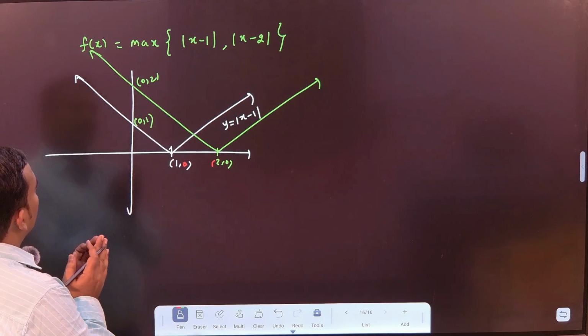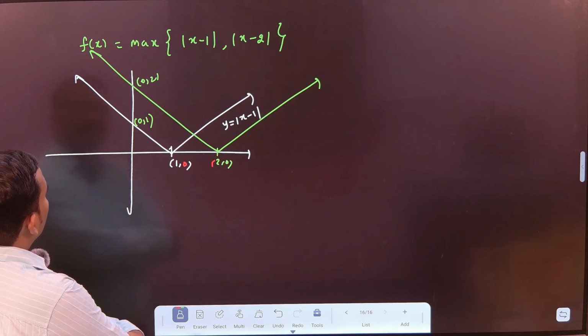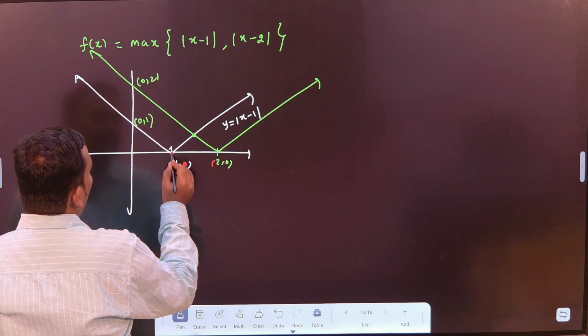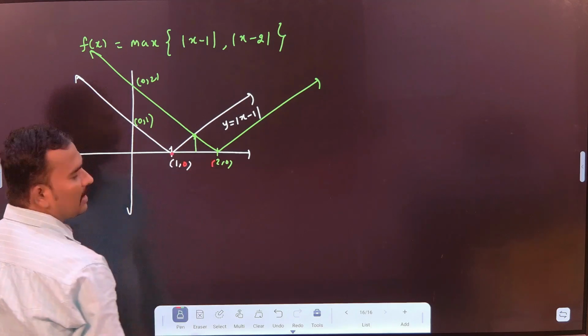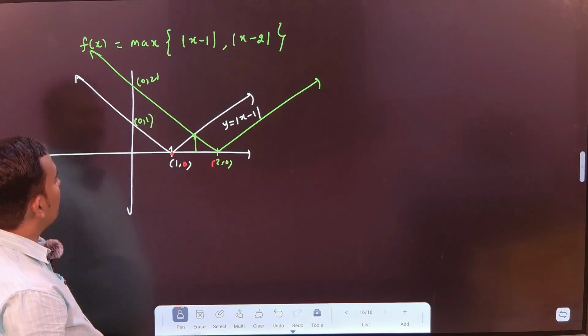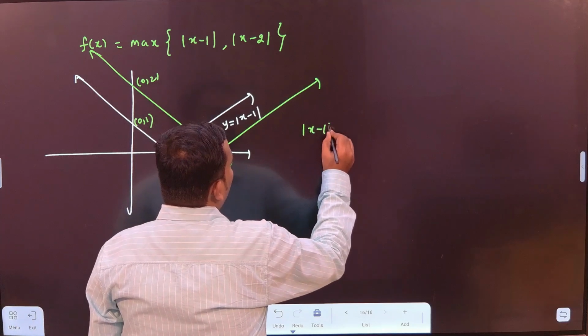So you have to see the maximum. Where these two graphs are intersecting, you can see, intersecting at one more point here, and you can see less than 1, and this point we need to calculate. How to find out this point where these two graphs are intersecting? You have to equate these two.